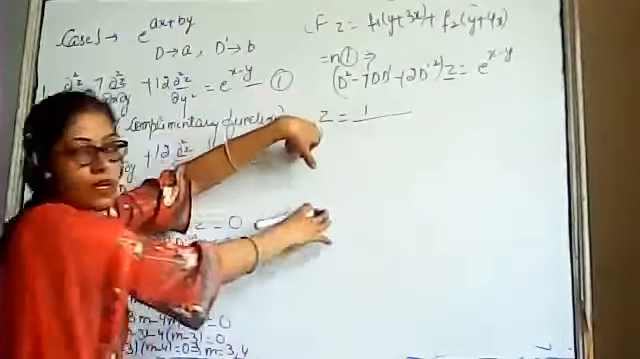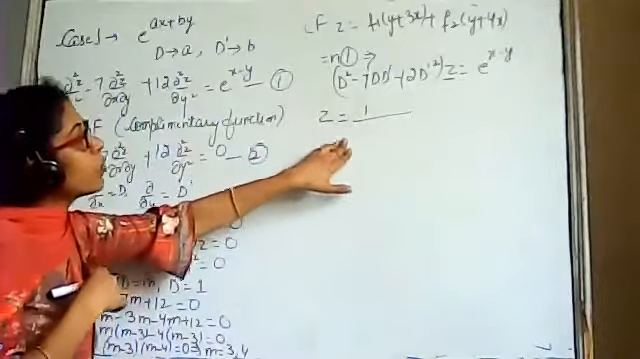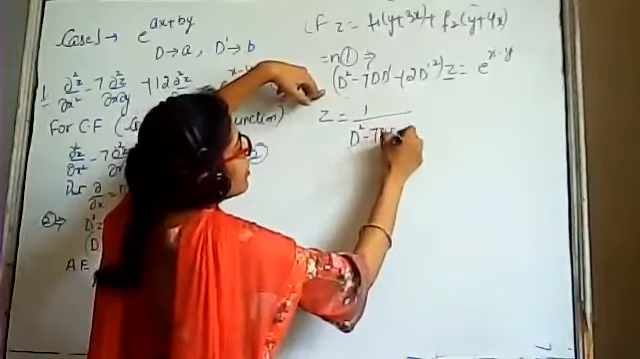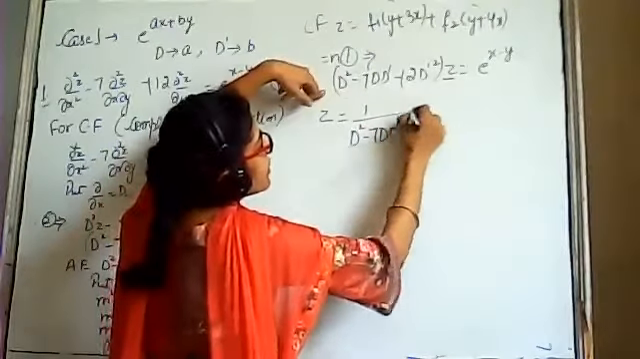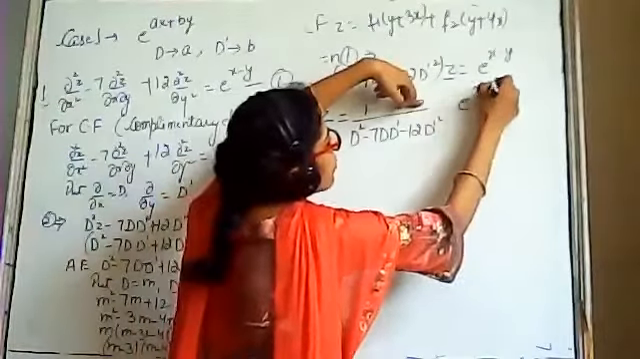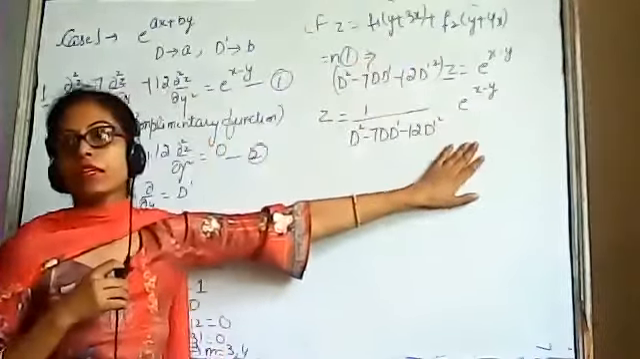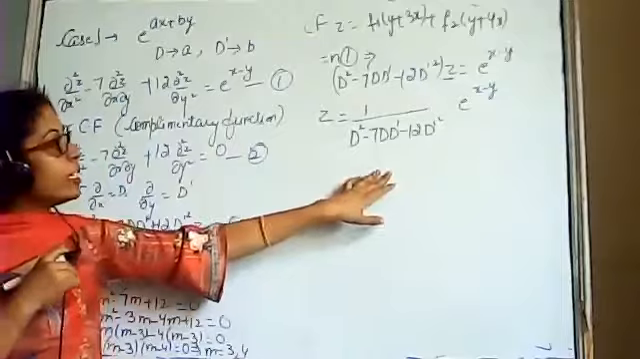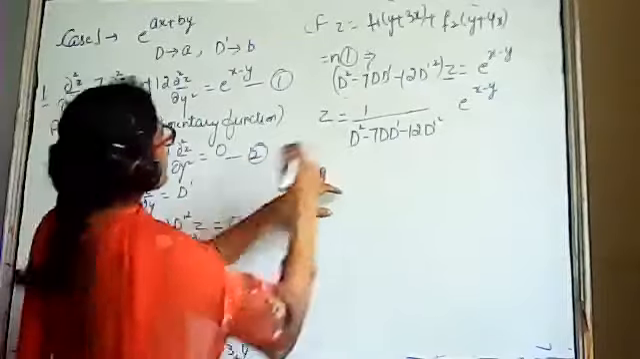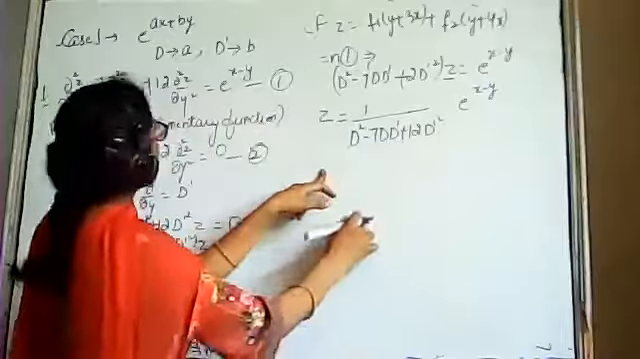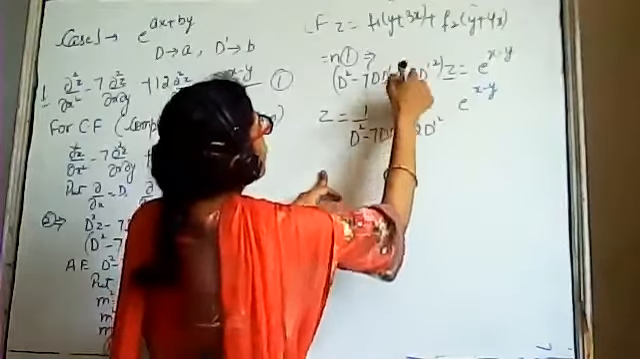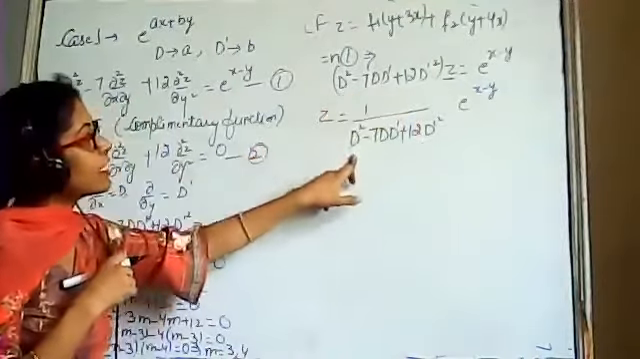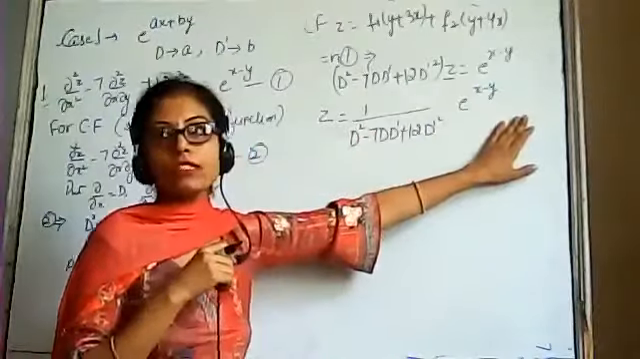But kindly note it, after that you can note it down. Take this term on the right hand side. It will be D square minus 7DD' plus 12D' square, and write this term on this side. Don't write it as e to the power x minus y divided by D square minus 7DD' plus 12D' square. Just take this term on the right hand side and write this term on one side only.